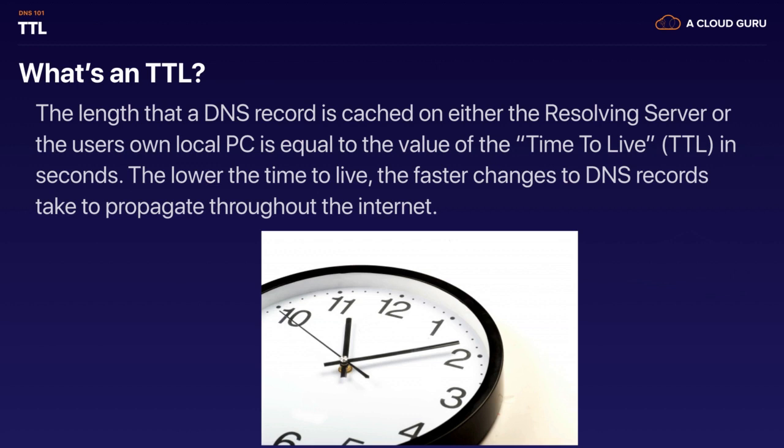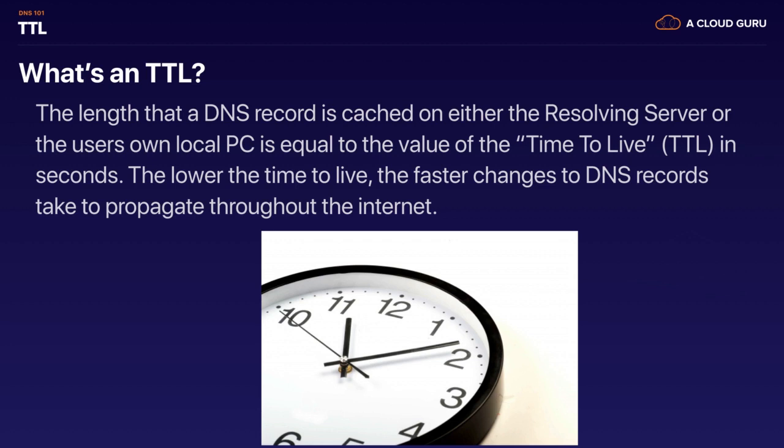Now, we have sort of touched on TTLs before. We touched on them in CloudFront. A TTL is basically the length that a DNS record is cached on either the resolving server or on the user's own local PC, and it's equal to the time to live in seconds. So TTL just stands for time to live. And the lower the time to live, the faster changes to DNS records take to propagate through the internet.